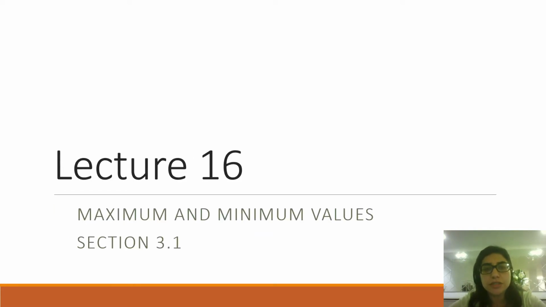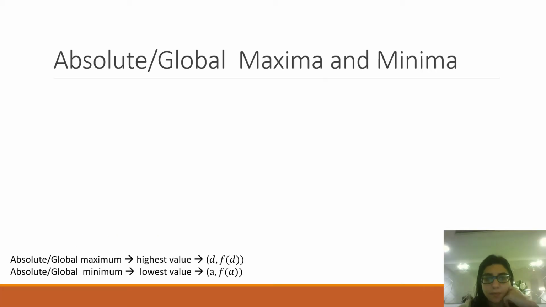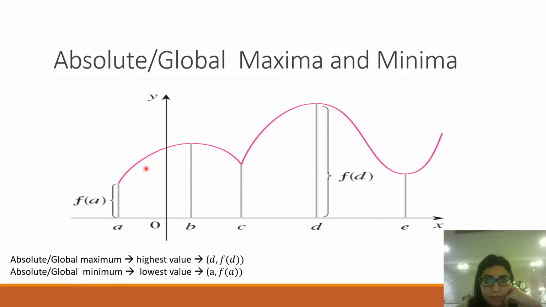So today's lecture is going to be about the maximum and minimum values of any function. For a function, to find its absolute or global maximum or minimum: the absolute or global maximum is going to be the highest value, the highest y in your function. If you look like this, you will find that this point represents the highest y value. So at d, f of d is the global maximum.